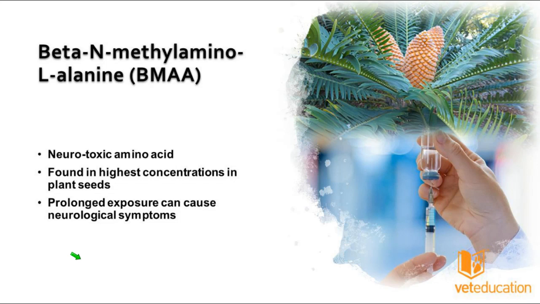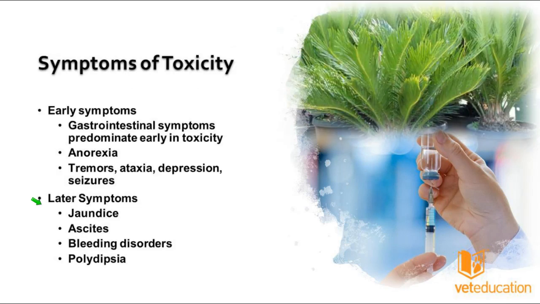The second large group of toxins from cycads is the beta-N-methylamino-L-alanine, or BMAA toxins, and these are typically neurotoxic amino acids. They're found in the highest concentrations in the seeds, and these are the compounds that cause neurological symptoms with prolonged exposure. And this has been found in people in the Pacific Islands where a lot of these seeds are consumed over a person's lifetime, and so neurological disorders can be a prominent feature of prolonged and sustained exposure to these toxins.